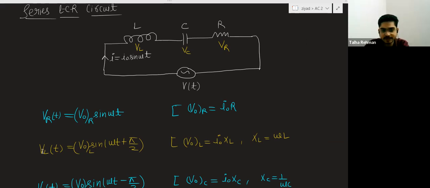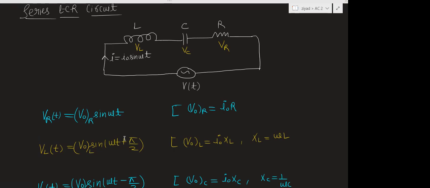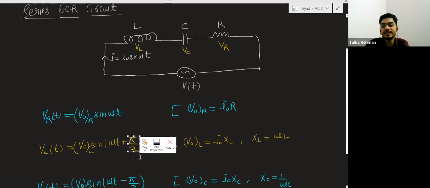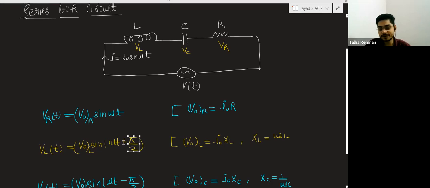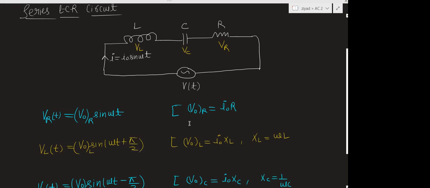That is why the voltage across the inductor is V naught L sin(omega t plus pi by 2). Why have I written omega t plus pi by 2? Because in case of the inductor, the voltage leads the current by pi by 2. So plus pi by 2, right? That is why we have written plus pi by 2.